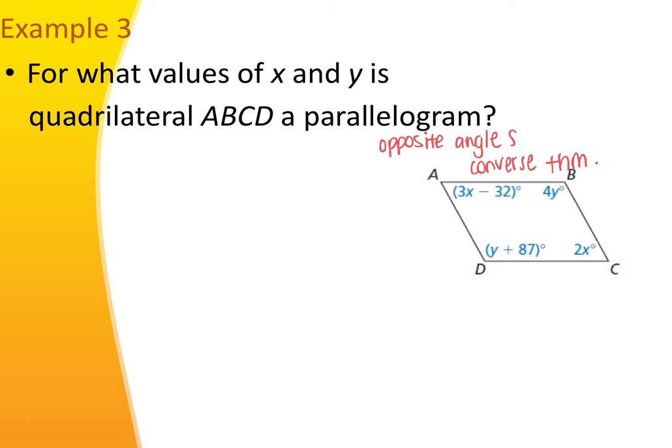Okay, so the opposite angles converse theorem says that if they're opposite angles, they must be congruent. So what are my two equations? Jaden? 3x minus 32 is equal to 2x. Yep. And y plus 87 is equal to 4y. Love it.